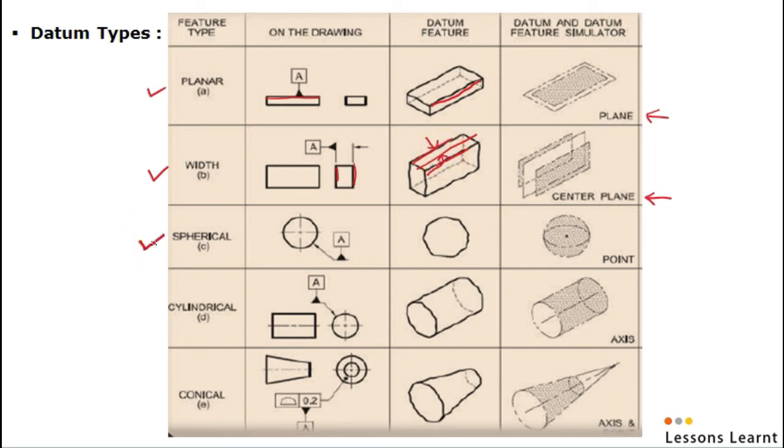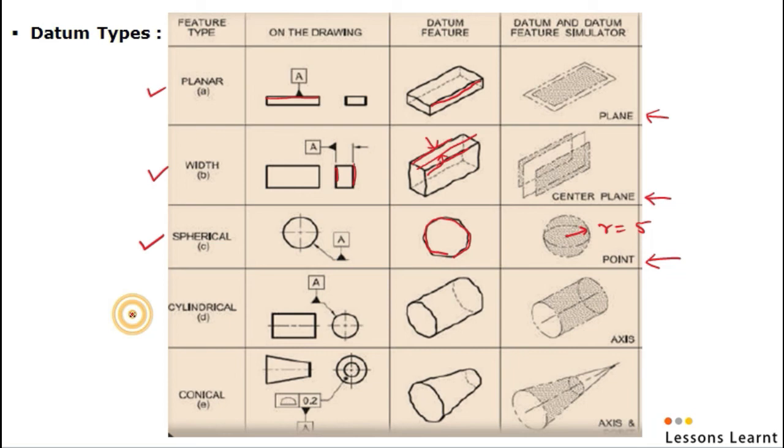The third is the spherical one. Here we can see datum is applied to the surface of this sphere. There is some sort of waviness on this surface, and what is driving this surface is the point. So the datum feature simulator is the point. Whatever dimensions and tolerances we want to give, we are giving with respect to this point. Suppose I want to mention the dimension as R5, then this radius 5 is driven with respect to this point.